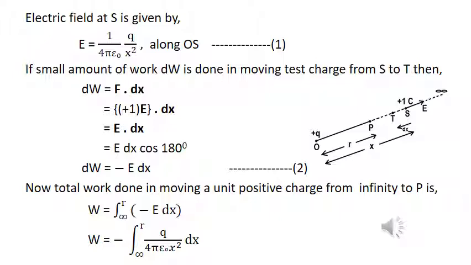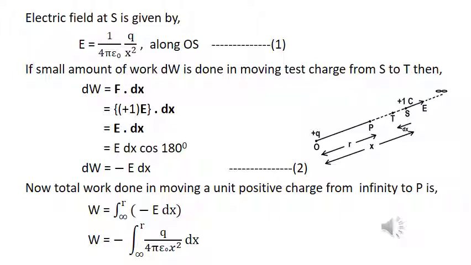Here, electric field intensity at point S can be written as E is equal to 1 by 4 pi epsilon naught Q by x square, and the direction will be from O to S. Let a small amount of work dW is done in moving the test charge from point S to point T, and the displacement between these 2 points is dx as shown in figure. Then dW can be written as dW is equal to F dot dx.